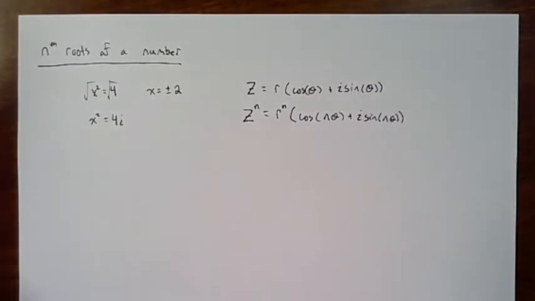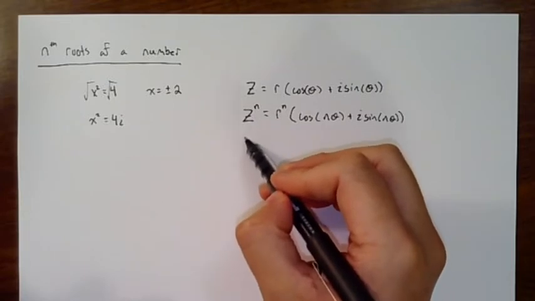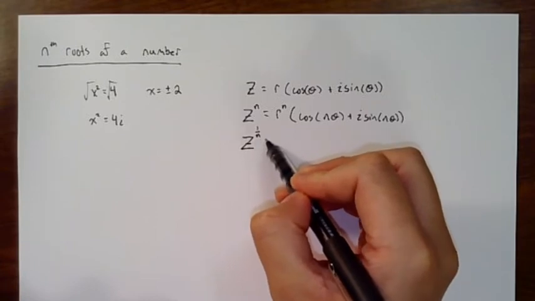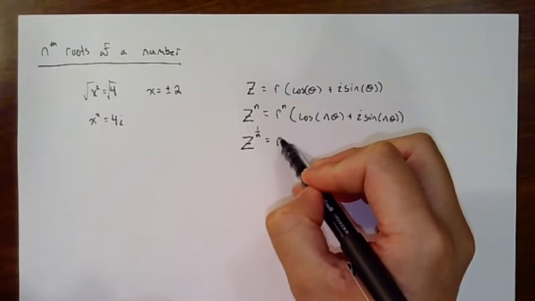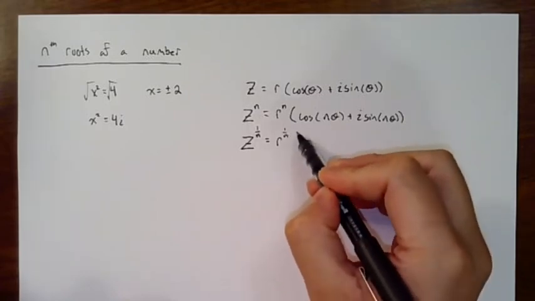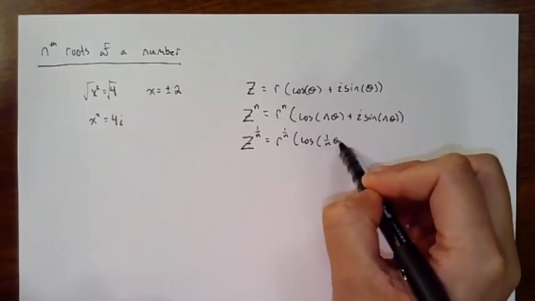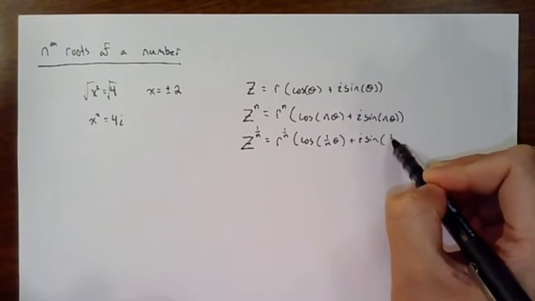And before we had n just being regular numbers like 1, 2, 3, 4, etc. But it turns out that you can actually use different n's. In fact, you can use fractional n's. So instead of using n, we can use 1 over n. So De Moivre's theorem has as a direct result z to the 1 over n is equal to r to the 1 over n times the cosine of 1 over n theta plus i times the sine of 1 over n theta.